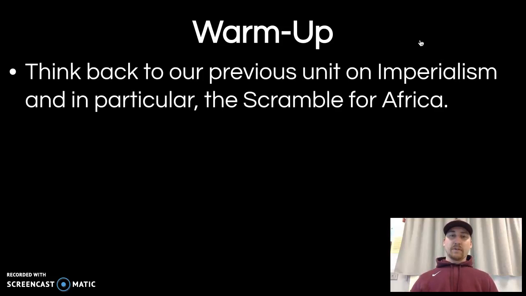For a warm-up to help us get acclimated to this lesson, we're going to think back to our previous unit on imperialism and in particular the Scramble for Africa. If you can remember, in the Scramble for Africa we learned that during the Berlin Conference, many European nations convened and came together to decide to split up Africa in order to exploit its resources.